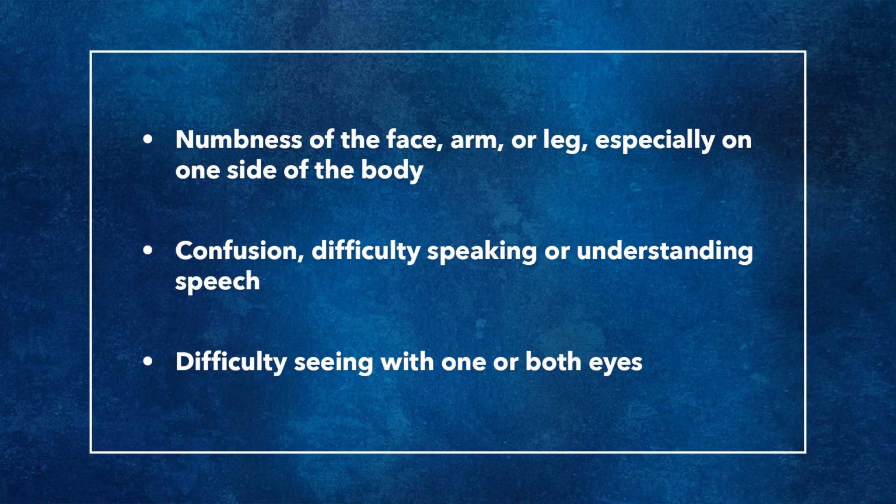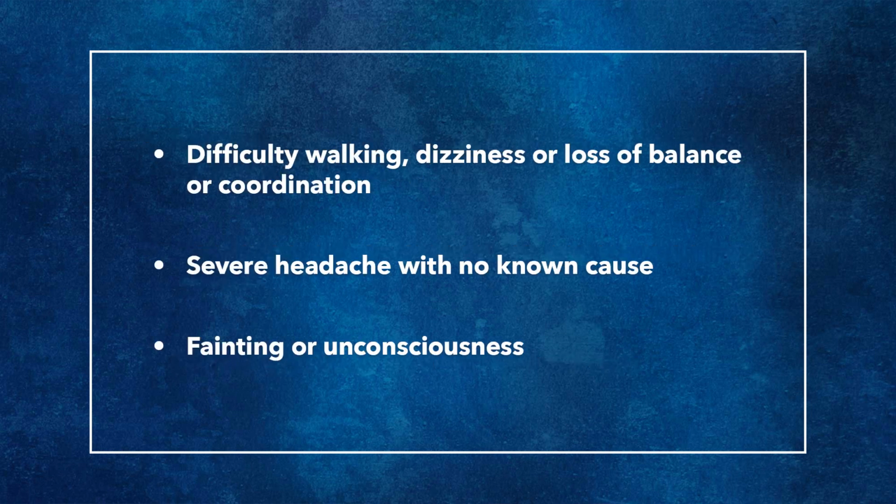Women are more likely than men to have shortness of breath, nausea, vomiting, and jaw pain. The most common symptoms of a stroke are sudden weakness of the face, arm, or leg, most often on one side of the body. Other symptoms include sudden onset of numbness of the face, arm or leg, especially on one side of the body, confusion, difficulty speaking or understanding speech, difficulty seeing with one or both eyes, difficulty walking, dizziness or loss of balance or coordination, severe headache with no known cause, and fainting or unconsciousness.